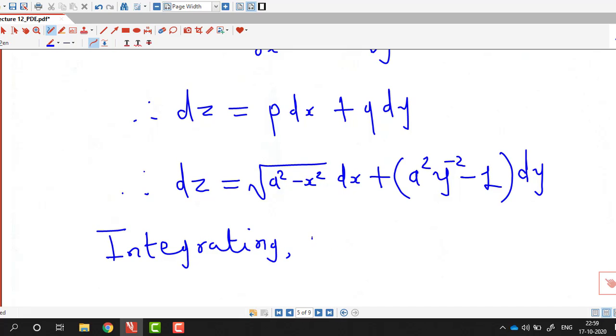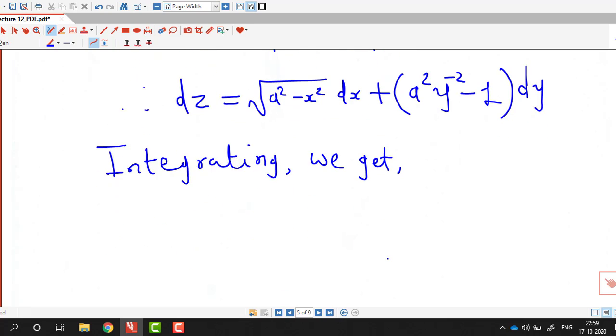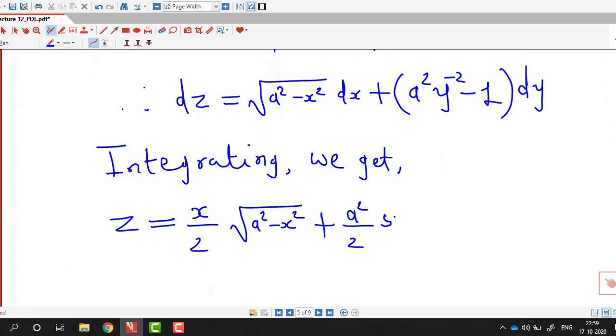integrate, and we get integral of 1 with respect to dz is z, integral of under root a square minus x square is x by 2 under root a square minus x square plus a square by 2 sin inverse x by a. This is the formula for the integral of square root of a square minus x square.